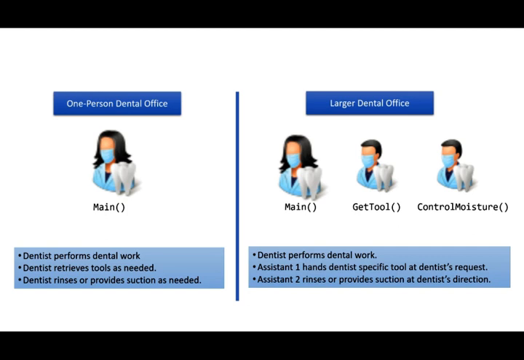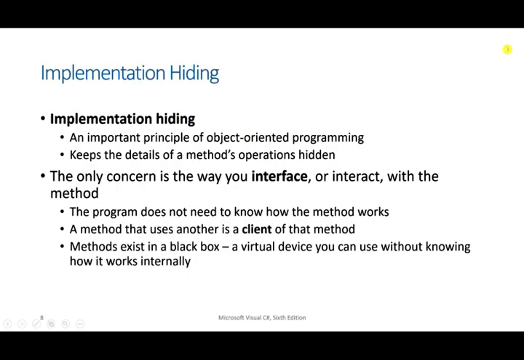But there's another important element to methods that make methods appropriate for object-oriented programming. That is implementation hiding. Implementation hiding is a very important characteristic of object-oriented programs. What it does is it keeps the details of a method's operations hidden. What that means is, from the calling program's viewpoint, the method is a black box. It's a box into which you cannot peer.